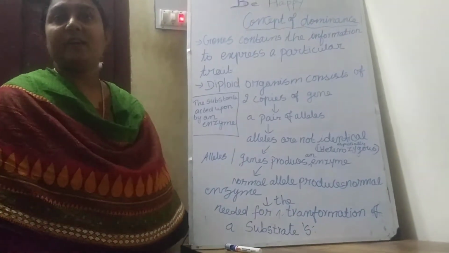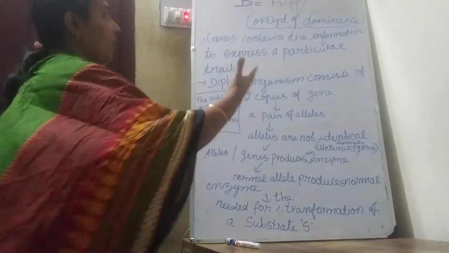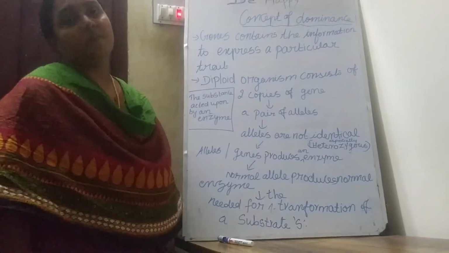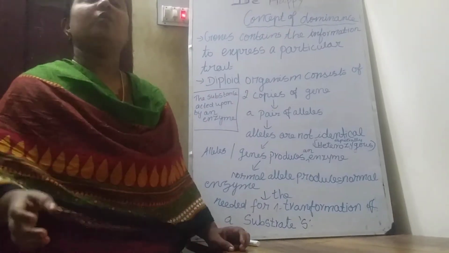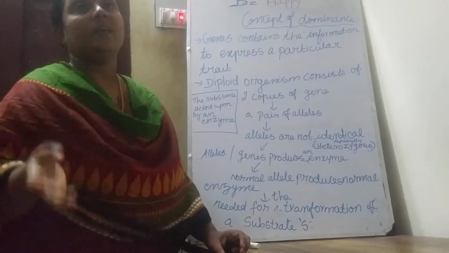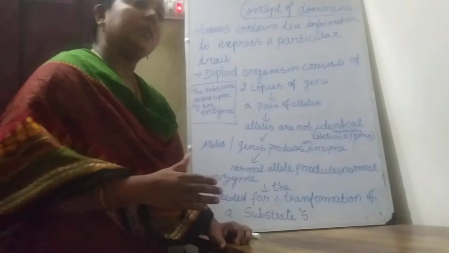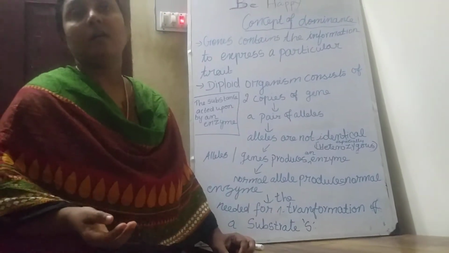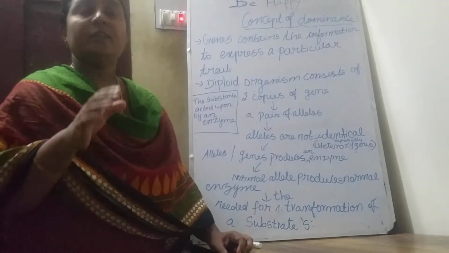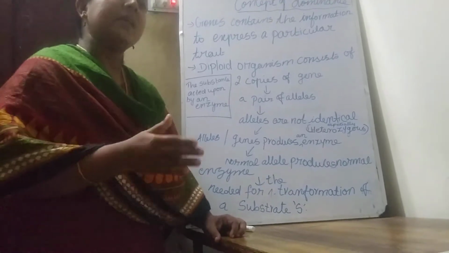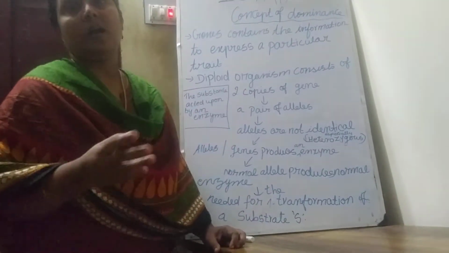Good evening everybody. Today let us discuss the topic, the concept of dominance. As you know, each and every plant variety consists of two types of alleles: one is the dominant allele and the other one is the recessive allele. The dominant allele always suppresses the recessive allele.